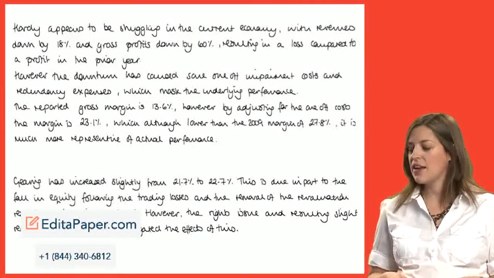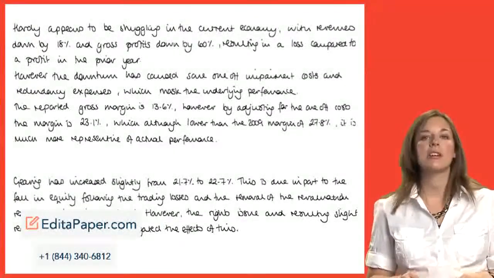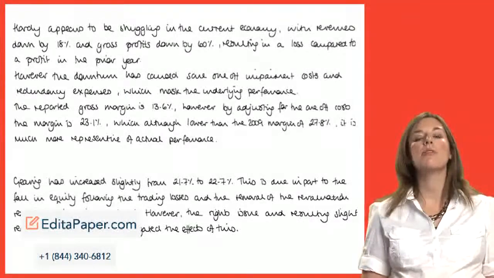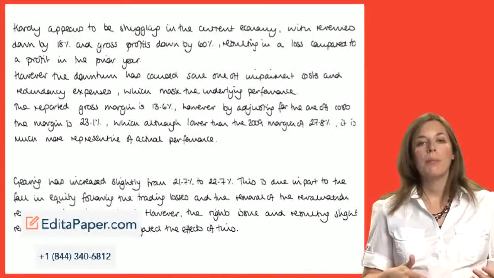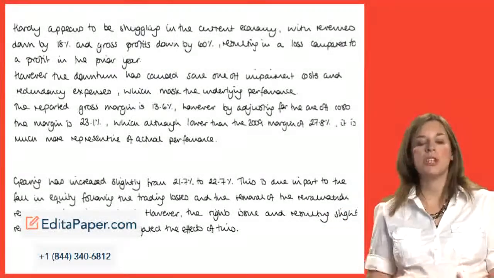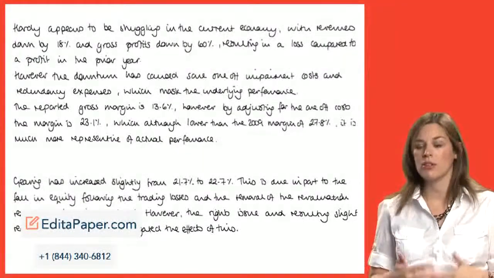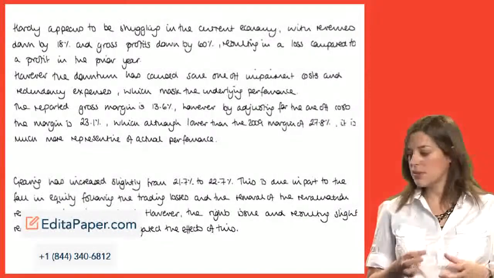Well, we've said here, the downturn has caused some one-off impairment costs and redundancy expenses, which have masked the underlying performance. So I'm explaining already why profits seem to be down by so much in comparison to revenue. So we've got some one-off costs. So I'm asking myself that why question all the time. Reported margin is 13.6, as we said.